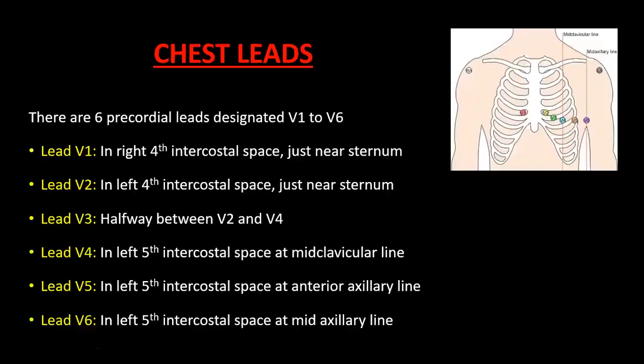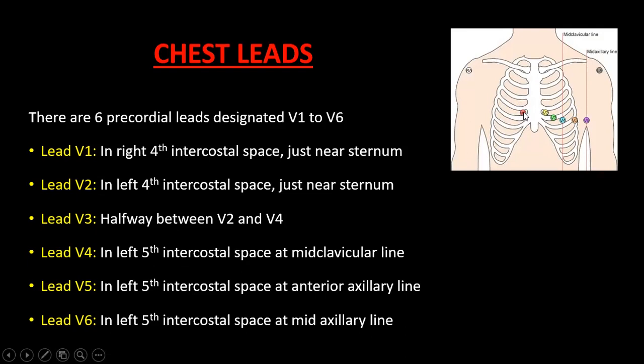The next one is chest leads. Chest leads are otherwise called precordial leads, which lie on the transverse plane. There are 6 unipolar chest leads designated from V1 to V6. And here you can see the location of the chest leads being placed over the chest.